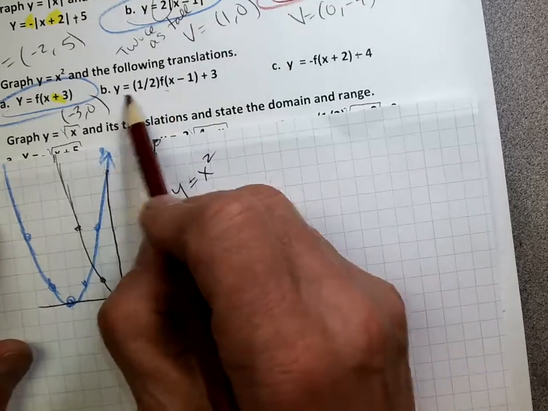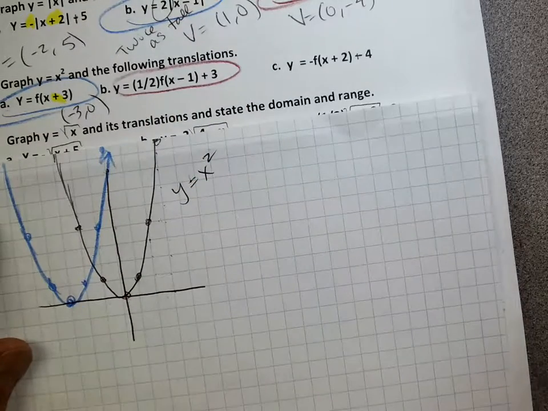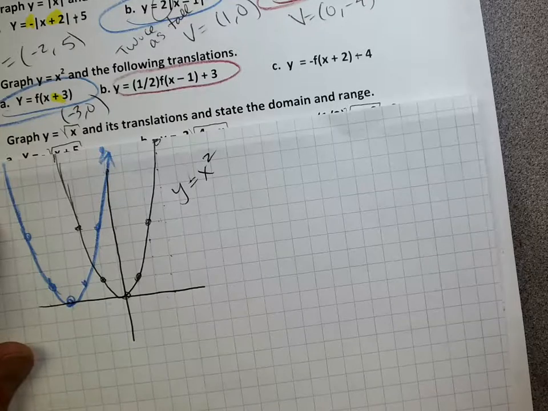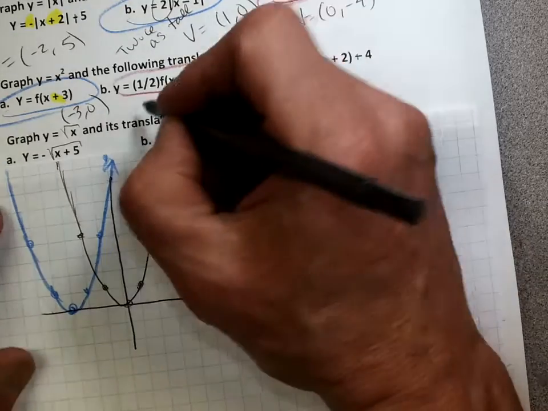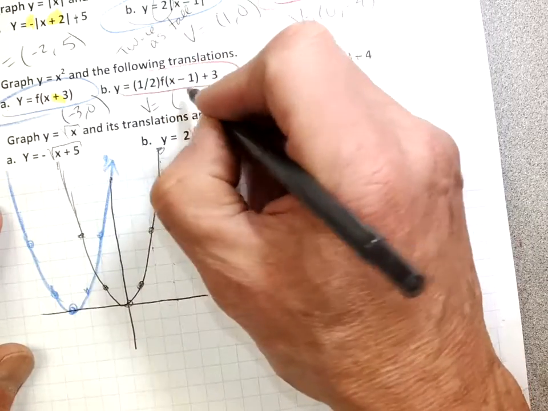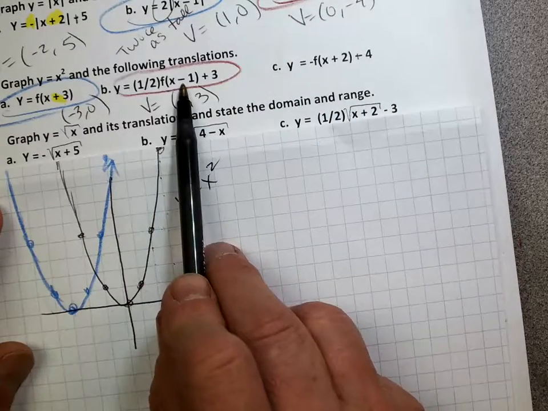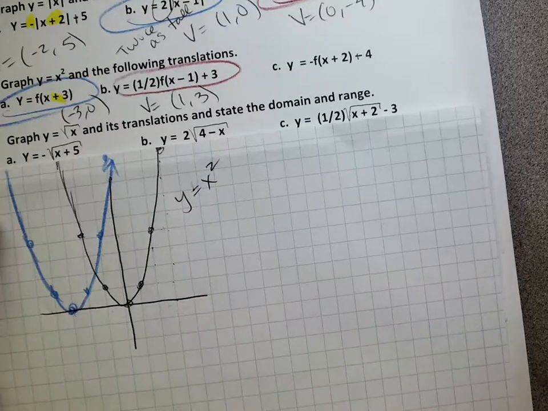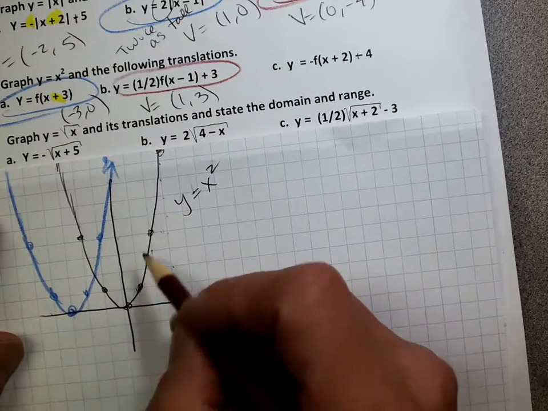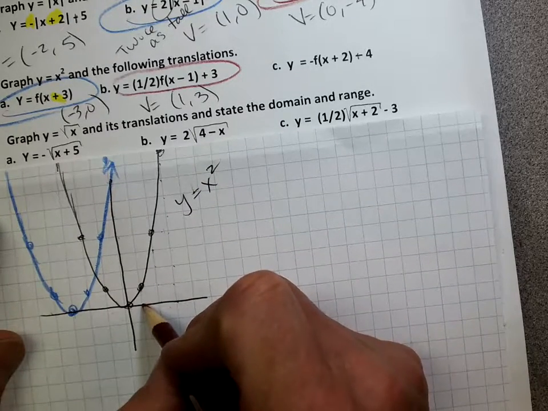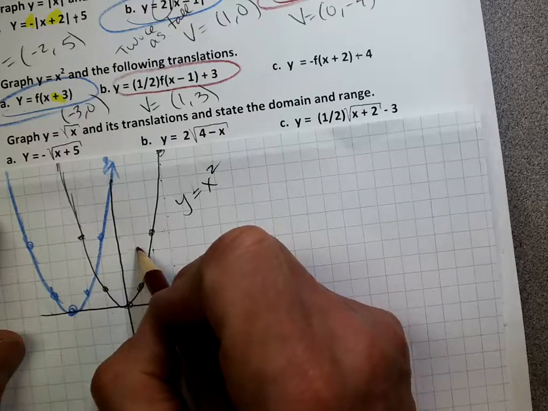I'll do B in red. And my vertex is going to be at (1, 3), right? It's the opposite of the inside, right? So let's find the vertex at (1, 3). 1, 2, 3.